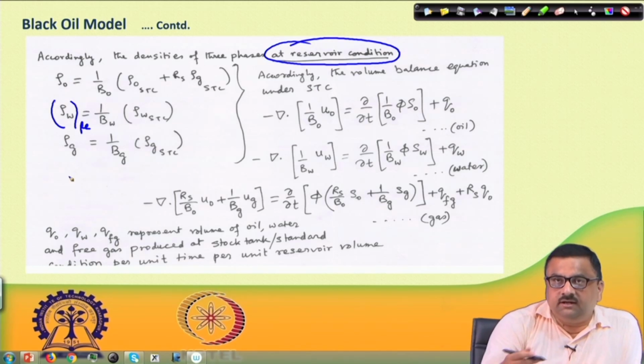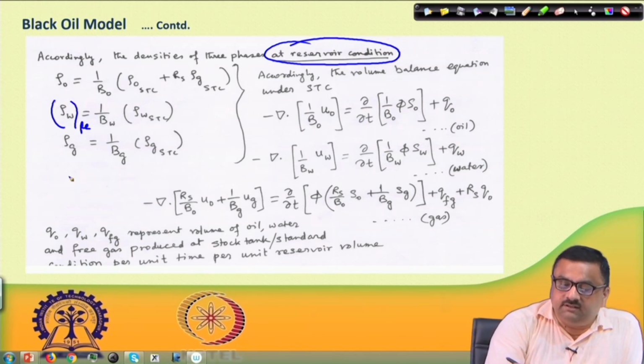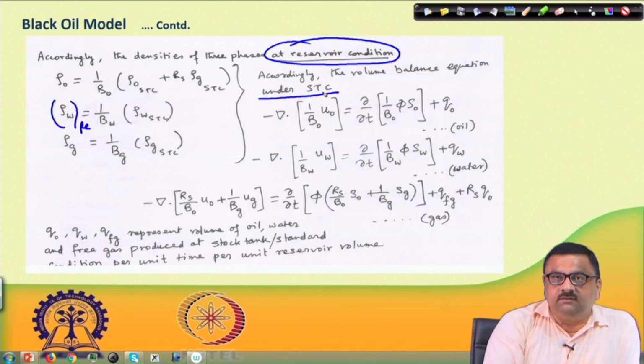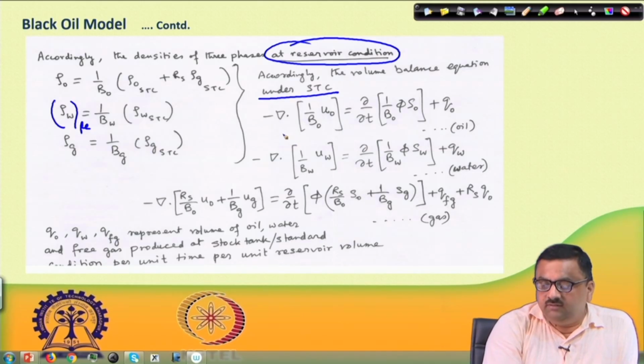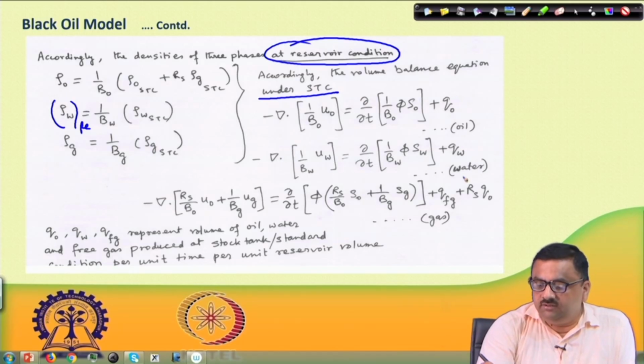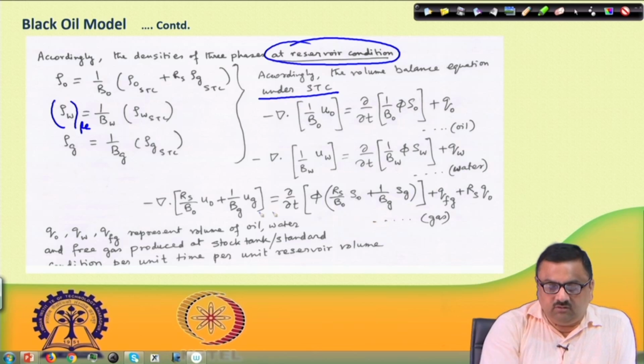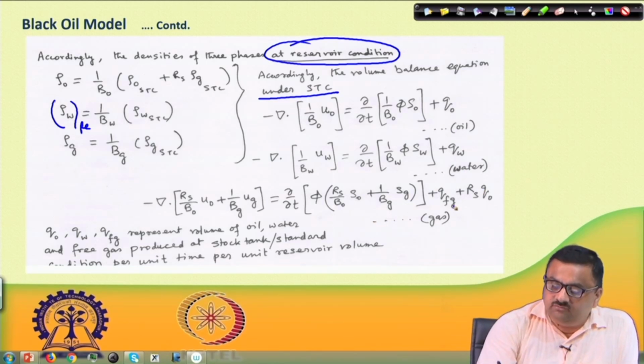Now, if one tries to write the volume balance equation under stock tank condition, that means all the volumes are expressed under stock tank condition, then this is the volume balance equation. You can see here we are adding some terms: QO, QW, QFG plus RS QO. The first equation is for oil, the second equation is for water and the third equation is for gas.